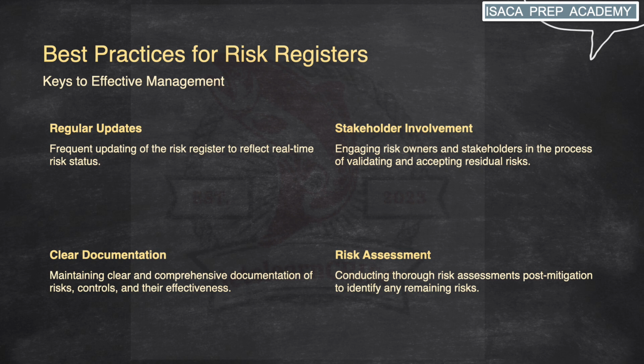Friends, the post-mitigation risk assessment involves a comprehensive review of the effectiveness of the control measures implemented to address identified risks. This assessment examines whether the controls have successfully reduced the likelihood and potential impact of the risk to an acceptable level, as well as whether any new risks have emerged as a result of the mitigation efforts.